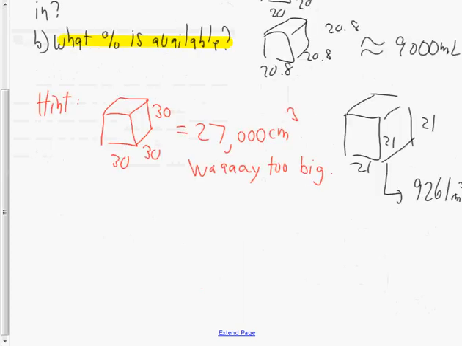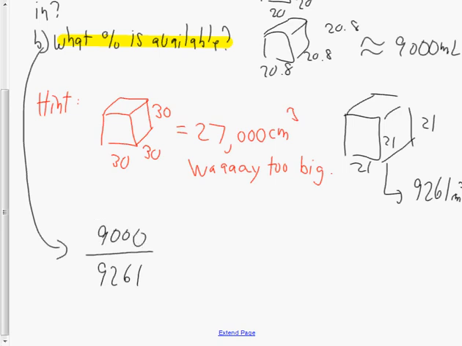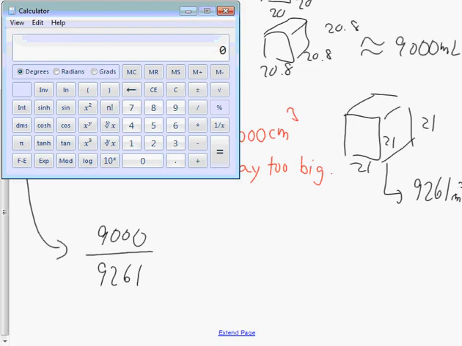Now, the question is, what percent is available? So the full amount of that cube is what part of your fraction? What do we always associate with the total in terms of fractions? Our denominator is always how many we have in total. So in this case, our denominator is our total amount, which is 9261. That's the maximum capacity of that cube. The amount we have is 9,000. So 9,000 out of 9261, we can consider that to be a fraction.